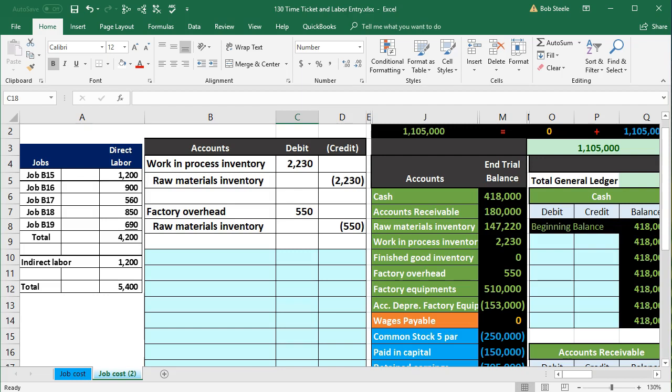In this presentation, we will record journal entries related to wages, both direct and indirect, within a job cost system.